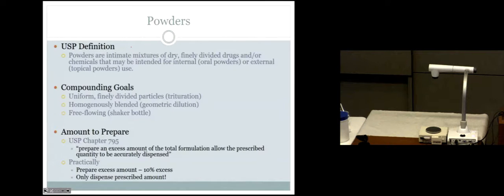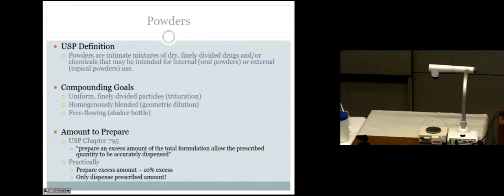Alright, and I will try to do this as quickly as I can, but there's some background stuff we need to do. You're going to be doing some powders to understand why the compounding goals and everything else. Make sure you understand the definition of powders: they are intimate mixtures. And that's easy to remember after Valentine's Day. So remember, powders need to get together very closely. They need to be intimately mixed. We'll talk about how you're going to do that.